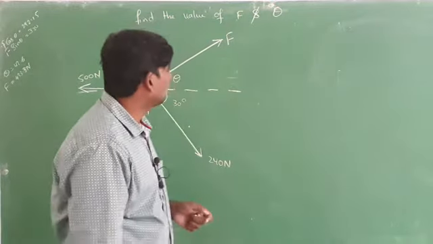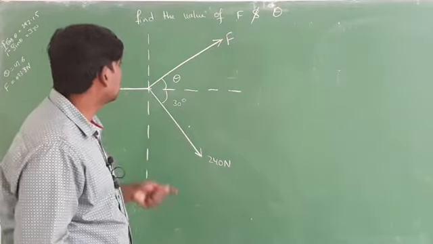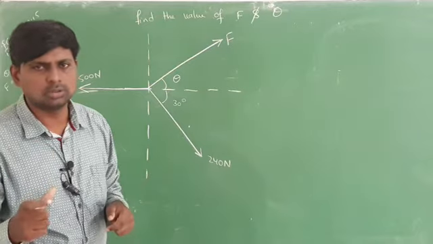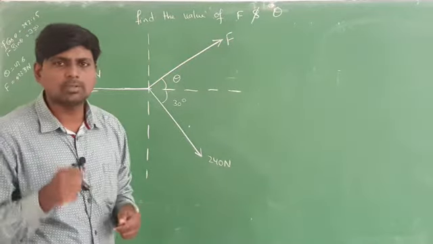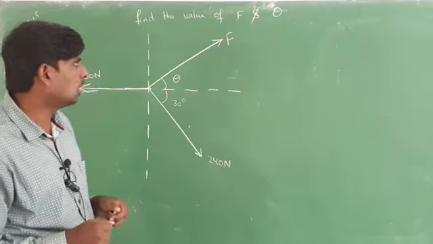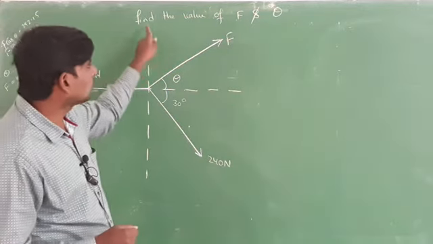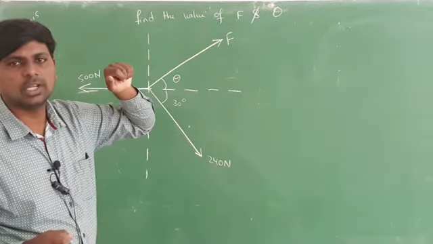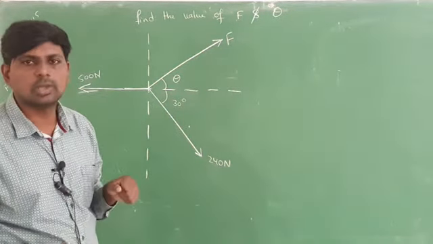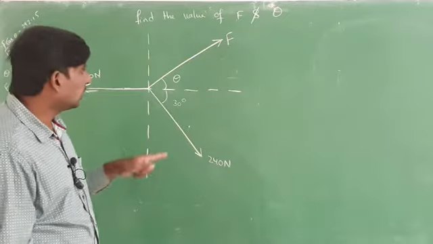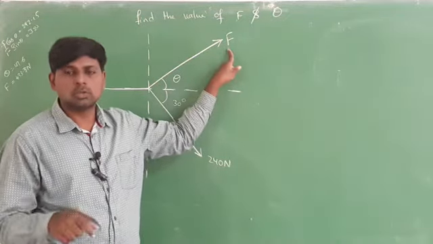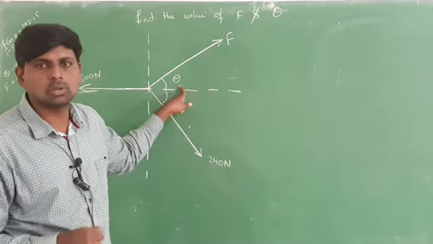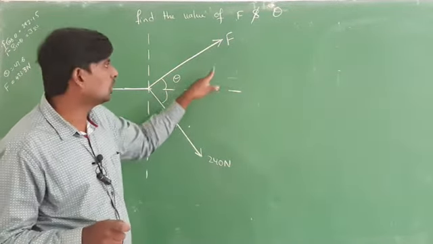Here we will first read the question. The diagram will be given in your question, no need to worry about that. The question is: find the value of F and theta. Here one force is unknown, and that you have to find out, and one theta is unknown, that also you have to find out. In this problem, these two things you have to find out.